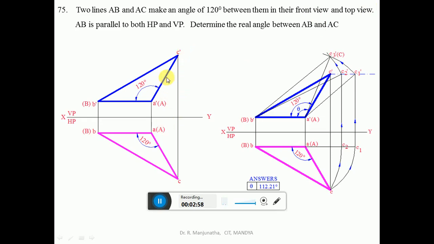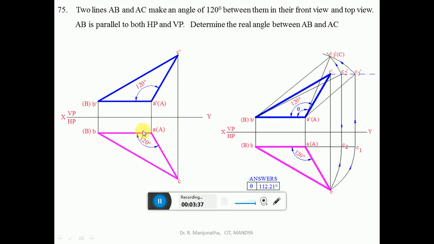Then again, with A as center, using the protractor, measure an angle of 120 degrees with respect to the horizontal and draw an inclined line here. Similarly, with B as center, measure an angle of 30 degrees with respect to the horizontal and draw an inclined line so that it cuts at this point here. Since it is the top view, make this capital A, and draw A to B, B to C and C to A with a dark line, then project this. Both C and C dash will be in line with each other.